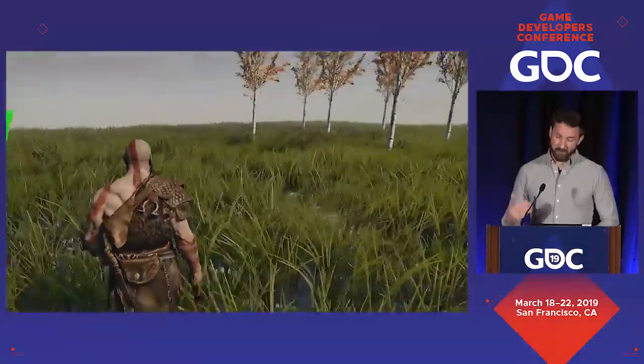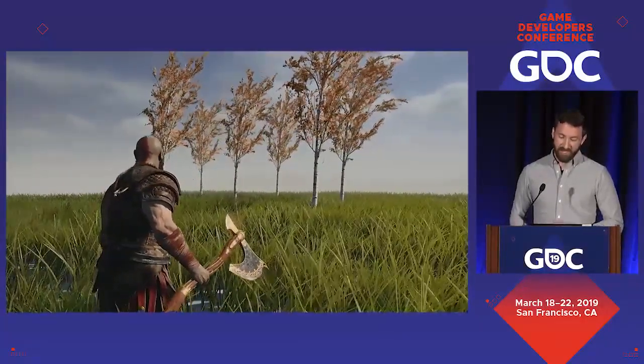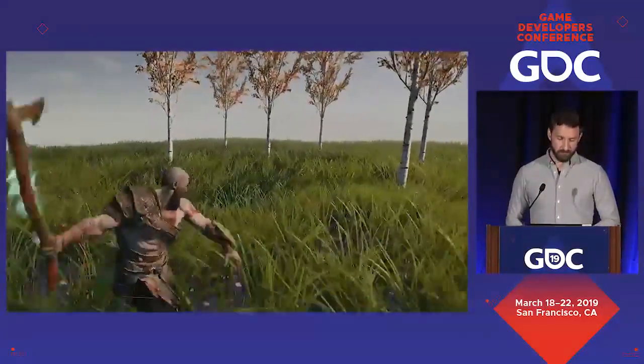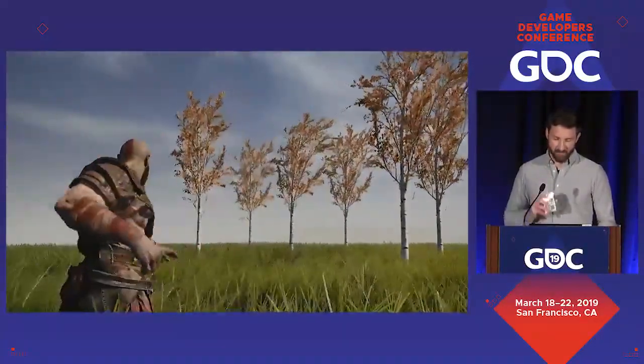We can generate environmental effects, like the wind from that fan. Attacks can affect their surroundings. And you can throw the axe at or near anything and watch as it reacts.